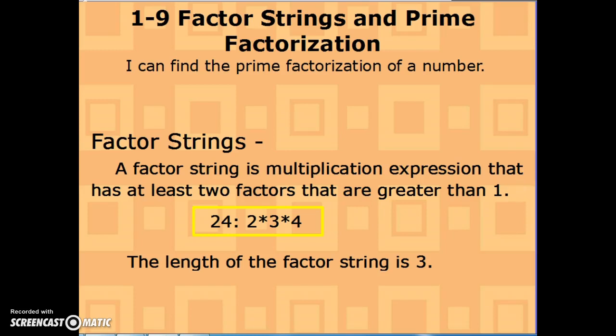A factor string is a multiplication expression that has at least two factors that are greater than 1. So you can see for 24, we have 2 times 3, which would be 6, times 4 equals 24. So there are 3 factors in that factor string. So we say the length of the factor string is 3.